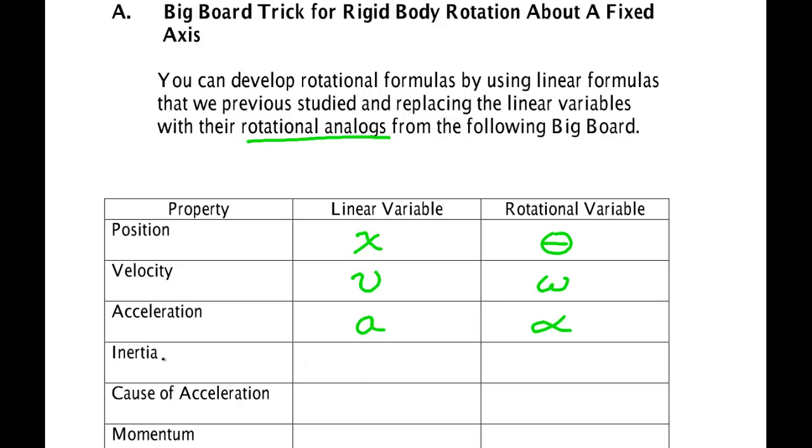There's a thing called inertia, desire to continue in your state of motion. That was in a straight line at constant speed, and we use the symbol m for mass. In rotation land, there'll be something too called rotational inertia. But since we understood the concept better, we actually used the symbol I for inertia. The cause of acceleration is force in linear land. The cause of angular acceleration is called torque, and we'll learn how to compute it later on.